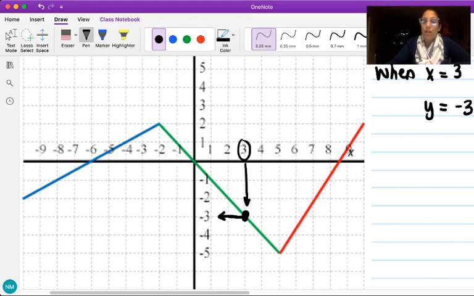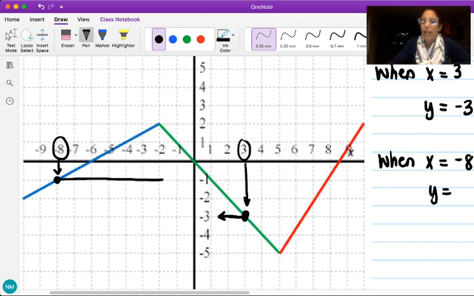When x equals negative 8, what is y? So I go to x equals negative 8, and I look, where is my function? It is right here. What is my y value? My y value is negative 1. Because the point right here is negative 8, negative 1.